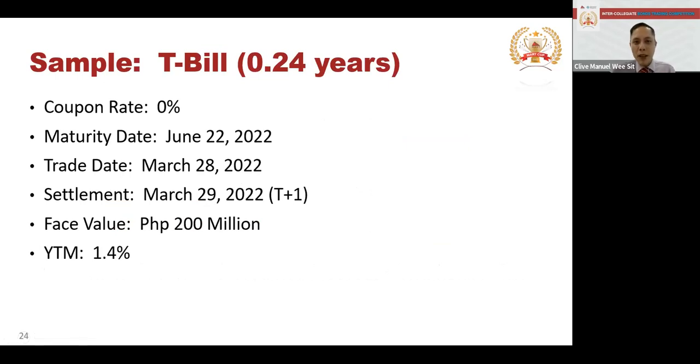So for us, an example T-bill: we have a T-bill that is maturing on June 22. We bought it on March 28 for value T+1, or settlement T+1. So March 29 is the settlement date. We have a face amount of 200 million and a yield to maturity of 1.4%. So how much are you going to pay for this treasury bill?